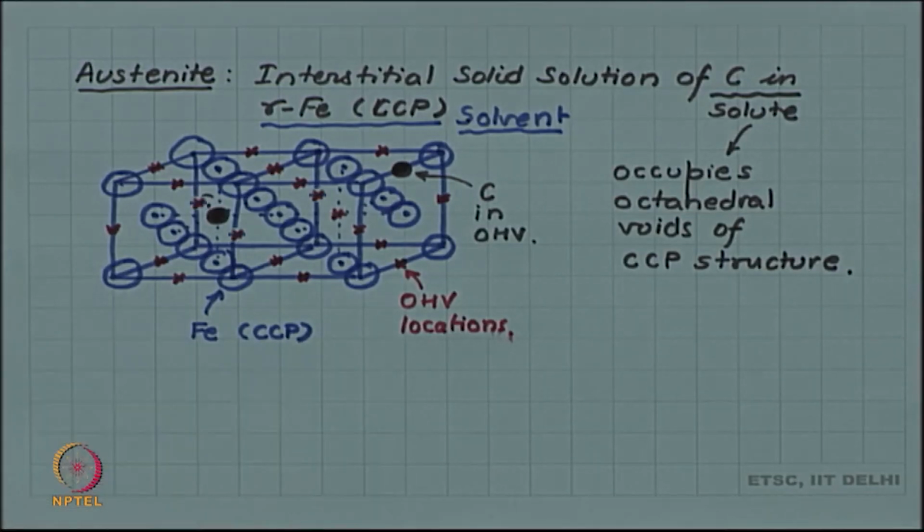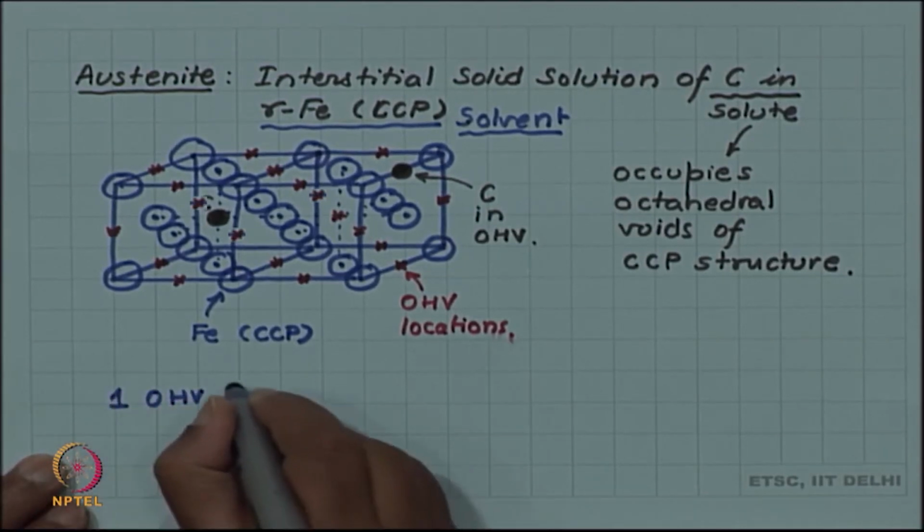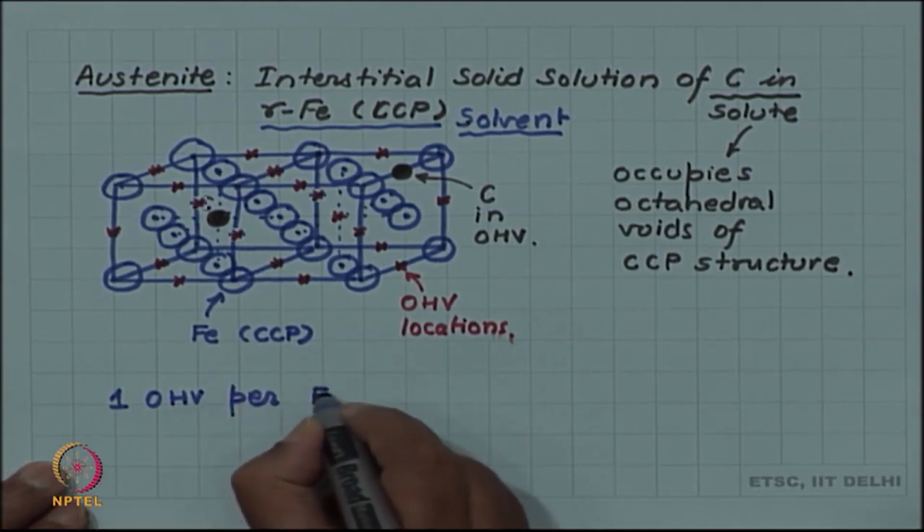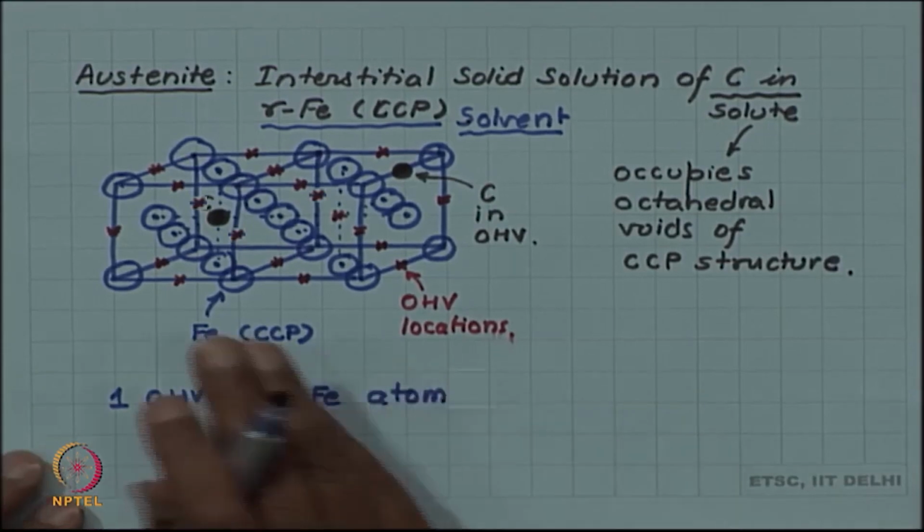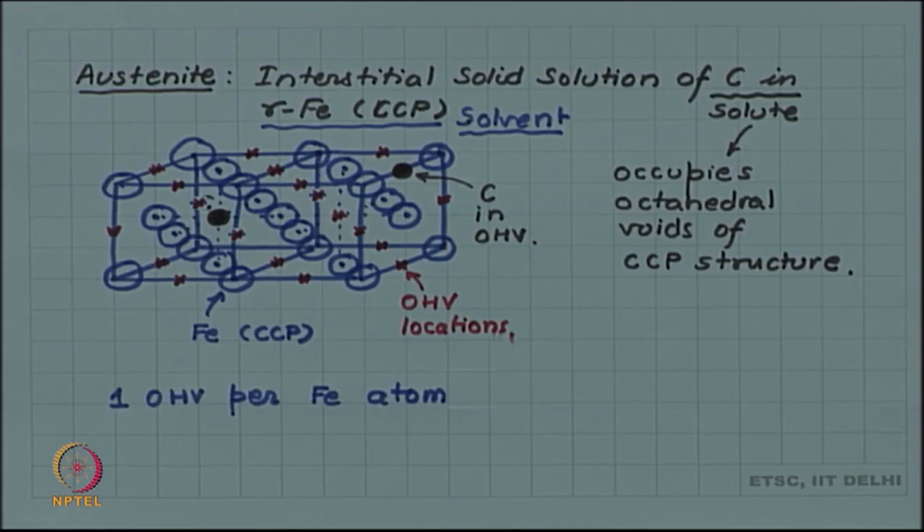So, the overall structure is cubic close packed of iron. It has several octahedral voids. In fact, just recall that there is one octahedral void per iron atom. So, the number of octahedral voids is the same as the number of iron atoms, and some of those voids, depending on the number of carbon atoms, will be occupied by carbon, and this gives us a cubic close packed solid solution of carbon in gamma iron. This solid solution in the metallurgical or materials science literature has been given a special name, austenite. We will meet it again when we are discussing the structure of steel. So, that is about the interstitial solid solution.